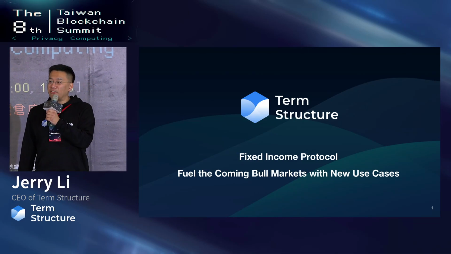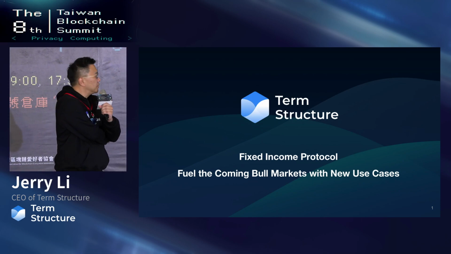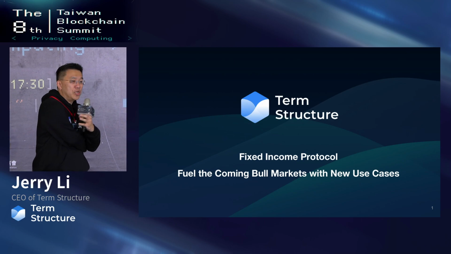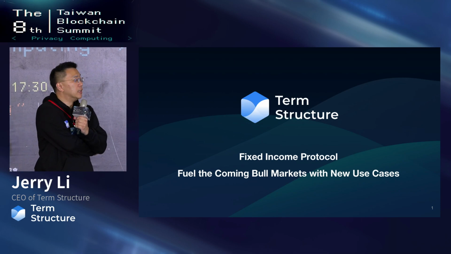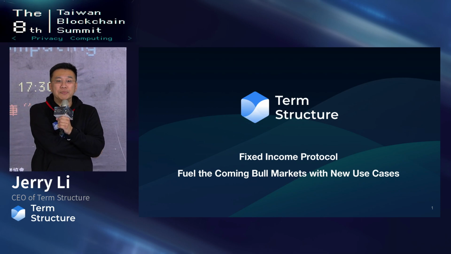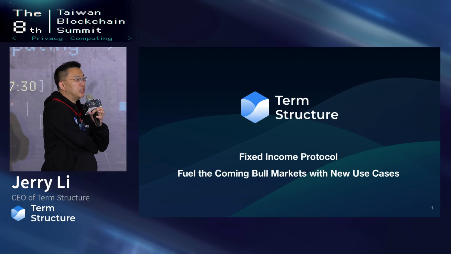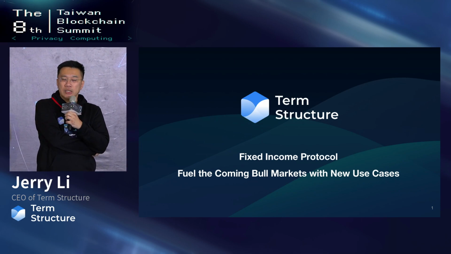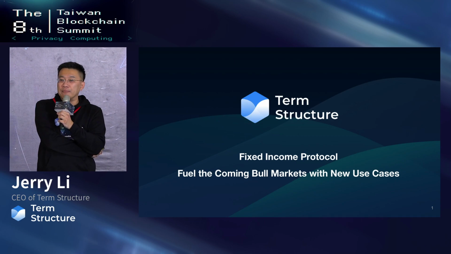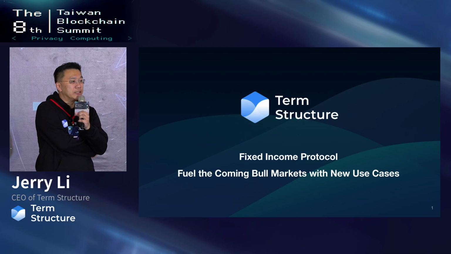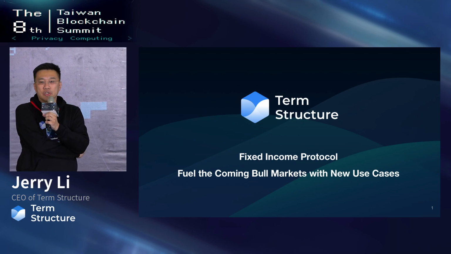Good afternoon, my friends. In the next 20 minutes, I'm going to introduce what a fixed income protocol is, and then share the new use cases where we can leverage a fixed income protocol in DeFi. You may wonder why we call it Term Structure. Term structure is a financial term describing the relationship between the fixed interest rate and the time to maturity for bonds. If you plot this relationship on a chart, you will see a curve. We normally call it the yield curve.